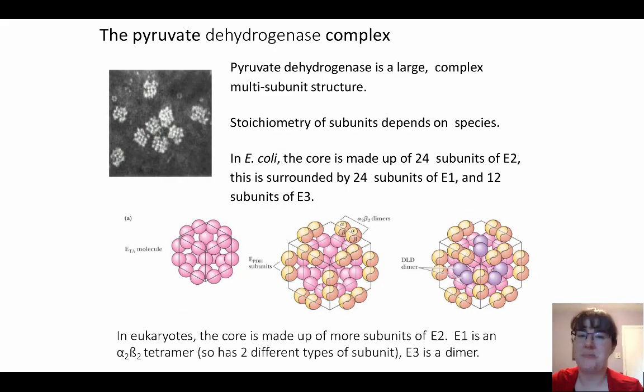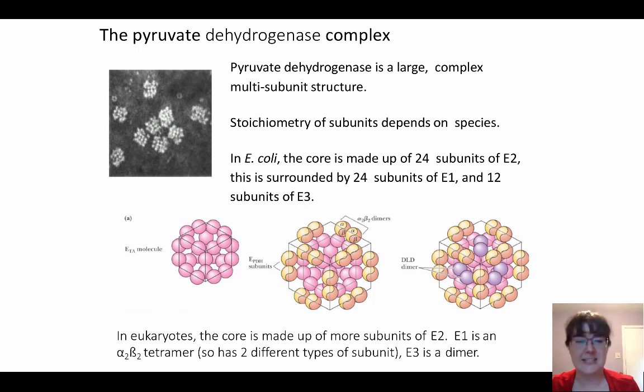The pyruvate dehydrogenase complex is really interesting because it's not just one big complex that has those three different enzymes in it, but it is one kind of enormous enzyme. The exact stoichiometry does depend on the species. In E. coli, the core is made up of 24 subunits of E2, then surrounded by 24 subunits of E1, and then 12 subunits of E3.